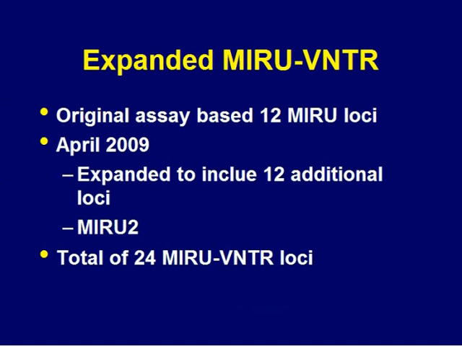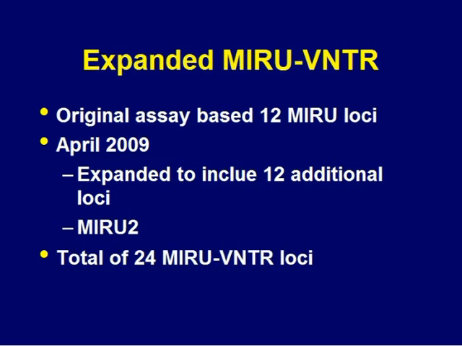When the National TB Genotyping Service was launched in 2004, we characterized 12 MIRU-VNTR loci. In 2009, we expanded that assay to provide even more information to include an additional 12 VNTR loci. The original 12 we report to you as MIRU-1, and the new 12 are reported as MIRU-2.